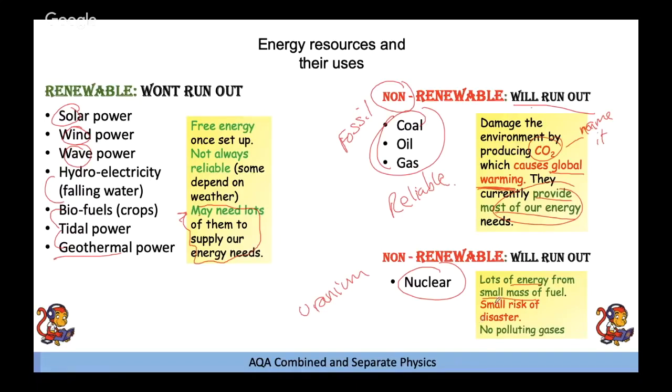gas up and down. Now, there is a small risk of disaster. If the disaster happens, the disaster is pretty bad, like Chernobyl, the Russian Ukrainian power station that blew up in the 80s. And the good thing about this is there's no polluting gases, so no CO2, okay, when the electricity is being made.